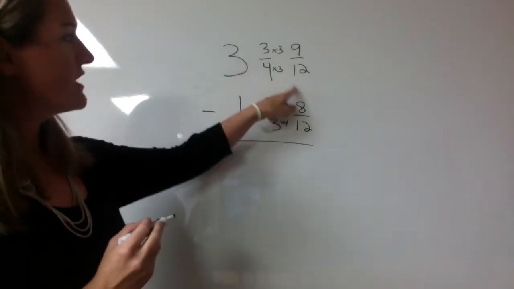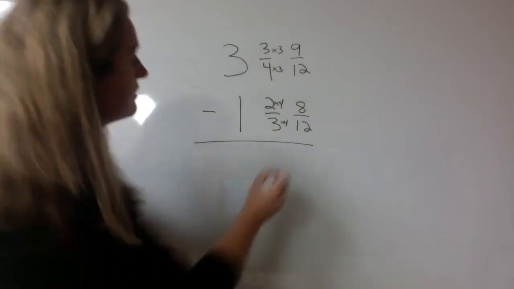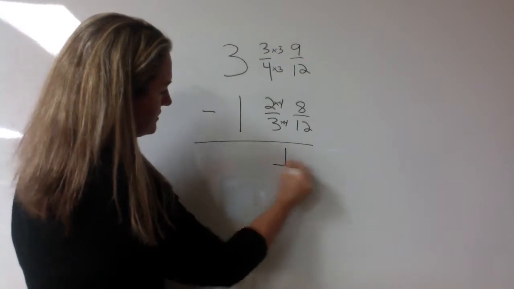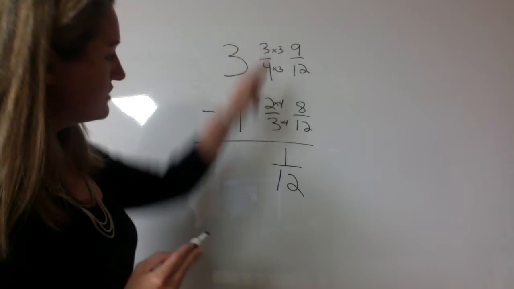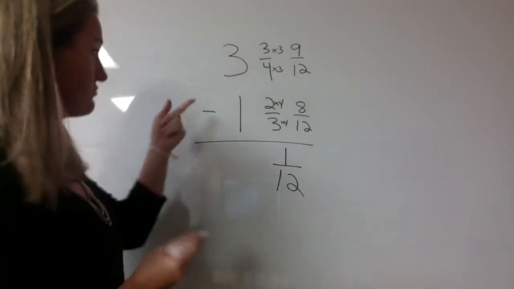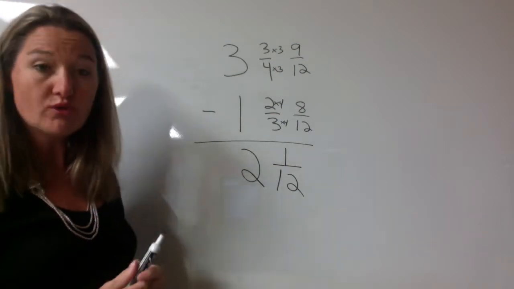So now we've got 9/12 take away 8/12. Can we go ahead and subtract them? Yeah. So 9 minus 8 is 1, and then the 12 just stays the same. Now that we've done the fractions, we can go ahead and do the whole numbers. 3 minus 1, well, that's 2. So my answer is 2 1/12.